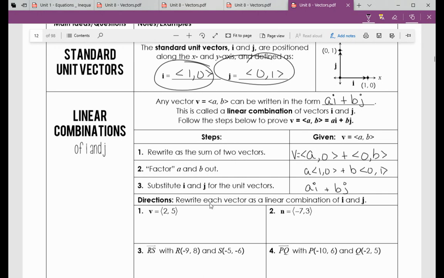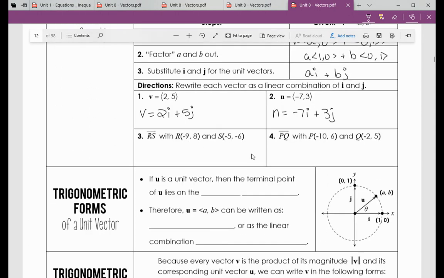So if you are going to rewrite this vector in terms of a linear combination, it does come out of the arrows, the component vector notation, and it just becomes 2i plus 5j. In number 2, we get negative 7i plus 3j.